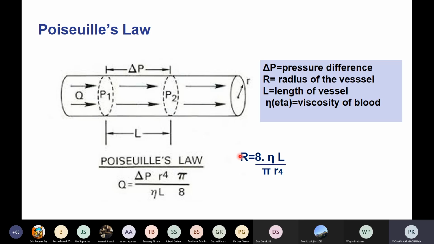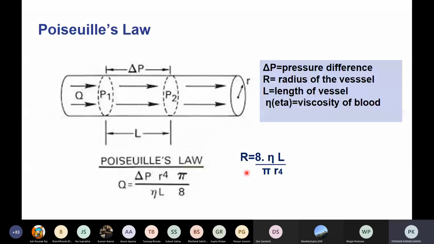Likewise, if radius is increased to 2 times, then what will happen to the resistance? The resistance to the blood flow will decrease by 16 times. So when the resistance decreases, blood flow will increase. So by this Poiseuille's law, we are establishing a relationship between the resistance, the length of the blood vessel, the viscosity and the radius of the blood vessel. How each of these factors are interrelated and how this can affect the blood flow.